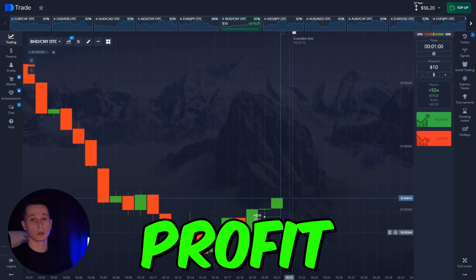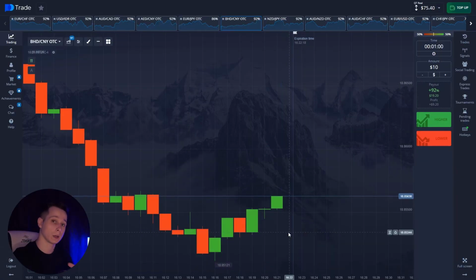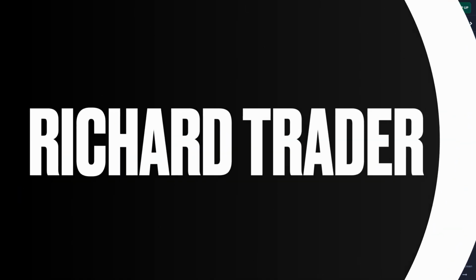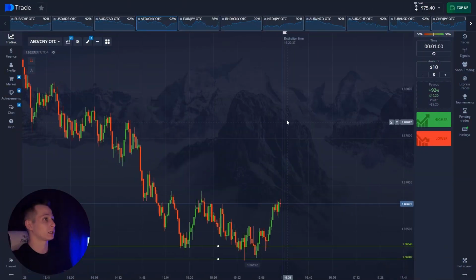So friends, our 3 trades have come to an end. Here we managed to cover and make a good profit, $75 on our balance. We are moving on to the next currency pair. So friends, I suggest we work with this asset.